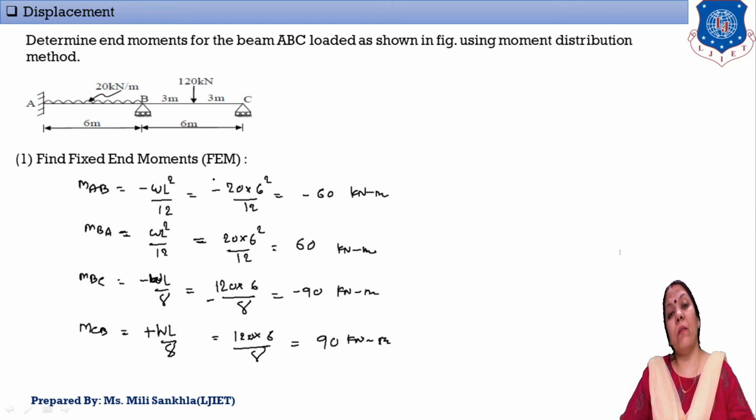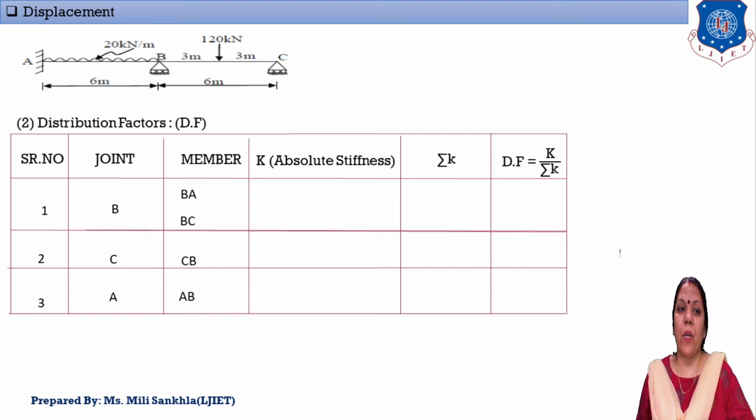Now second, we find the distribution factor table. A end is fixed and C end is hinged. First of all, we lock the intermediate point B and look at the far end condition. At point B there are members BA and BC, at point C our member is CB, and from joint A our member is AB. For each joint and member we find the absolute stiffness, sigma K, and DF is equal to K divided by sigma K.